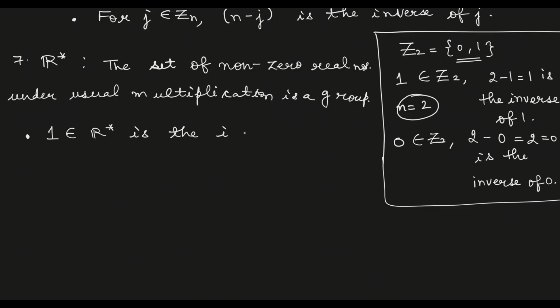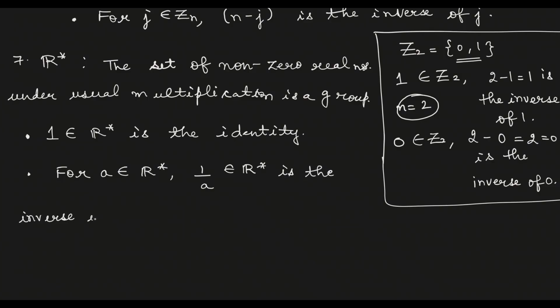And what will be the inverse? 1 upon the element is the inverse, the reciprocal. Yes. For A belongs to R star, 1 upon A belongs to R star is the inverse of A. Commutative property will also be satisfied. So R star is an abelian group.